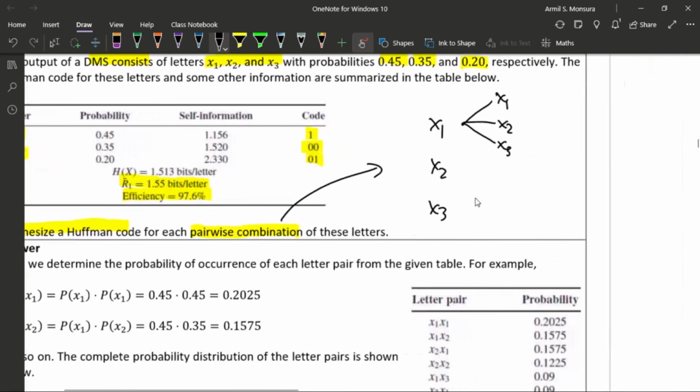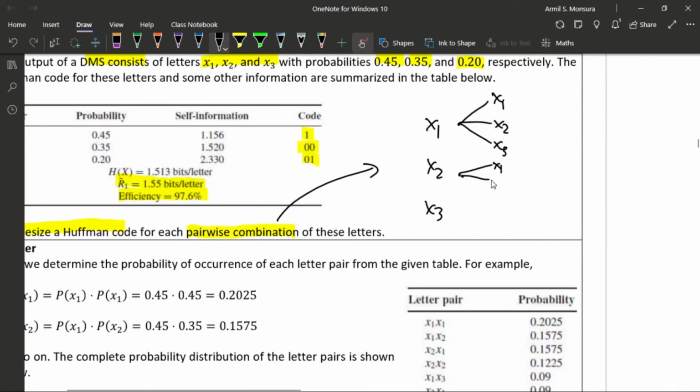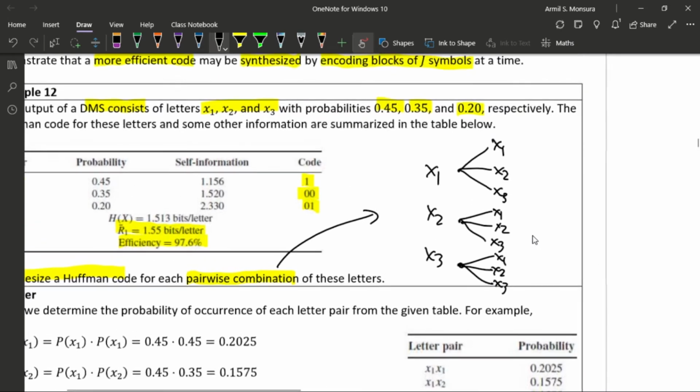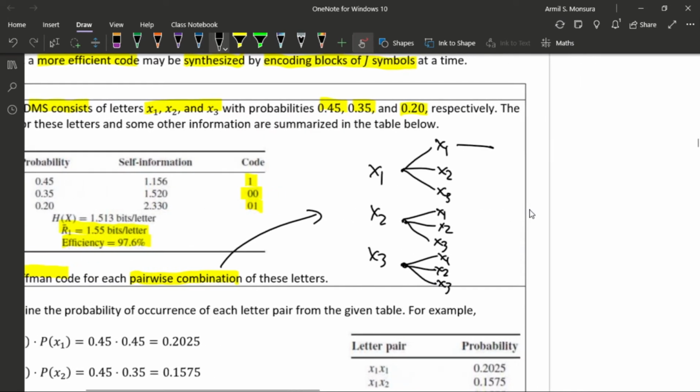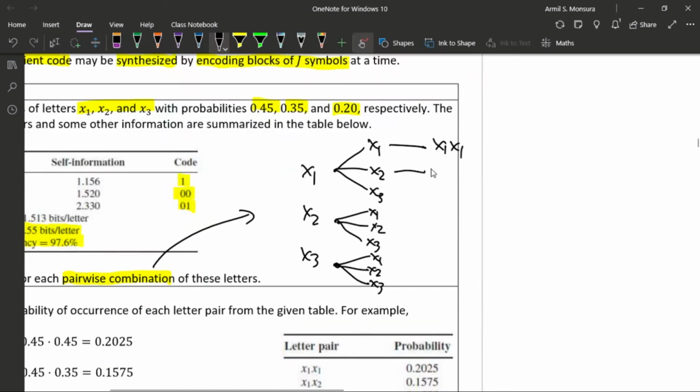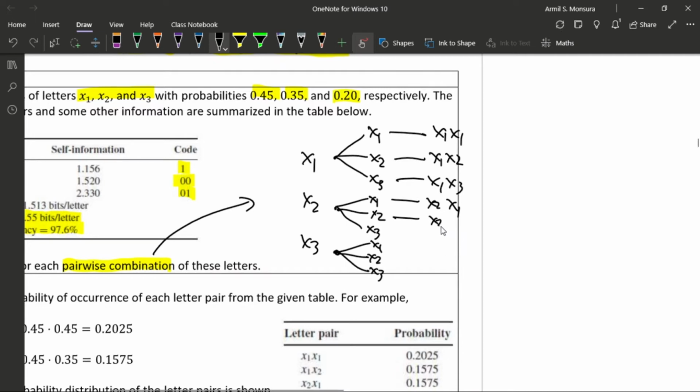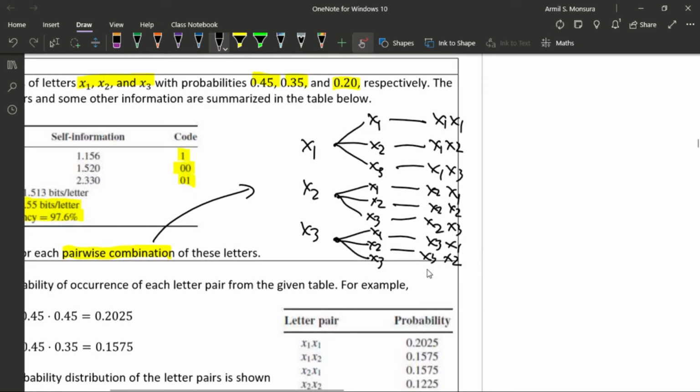X2, and then X3. Then X3 we pair with X1, X2, and X3. So, we will be able to generate the following pairs of letters. We have X1 X1, X1 X2, X1 X3. Then X2 X1, X2 X2, X2 X3. Then we have X3 X1, X3 X2, and X3 X3. That is what we call pairwise combination.